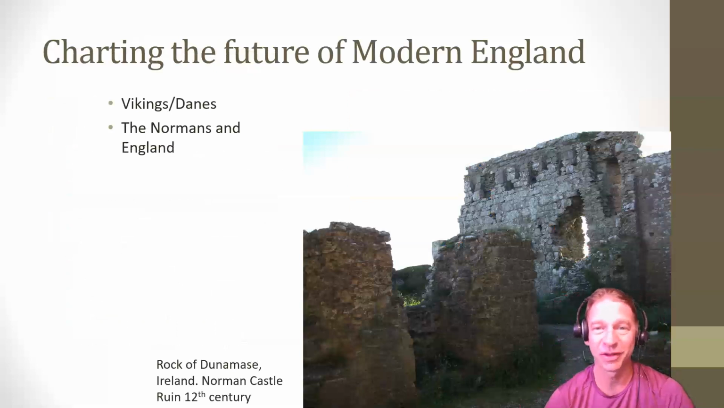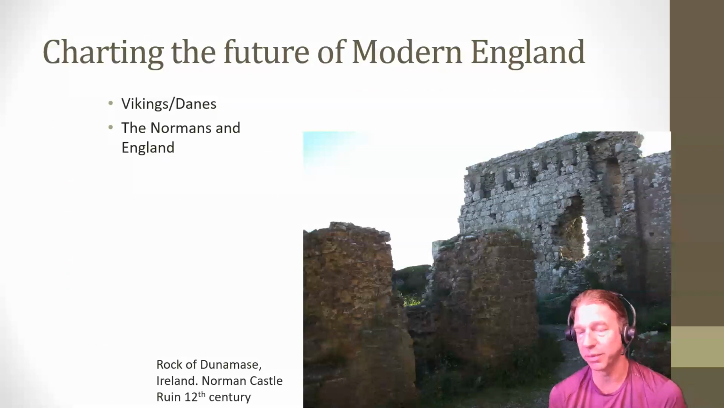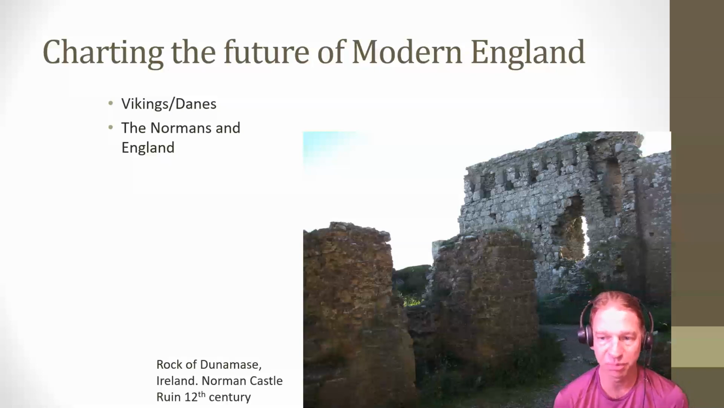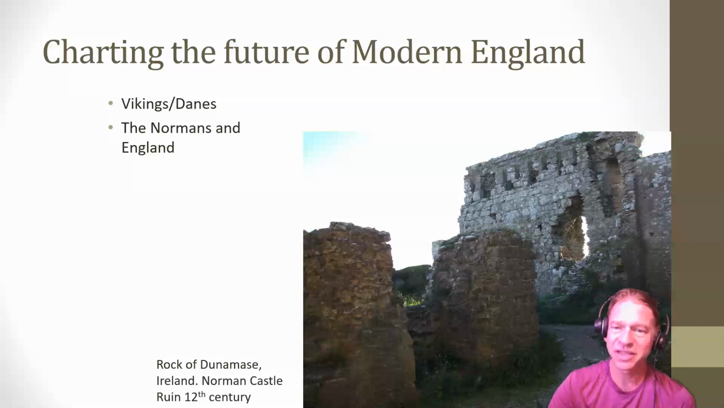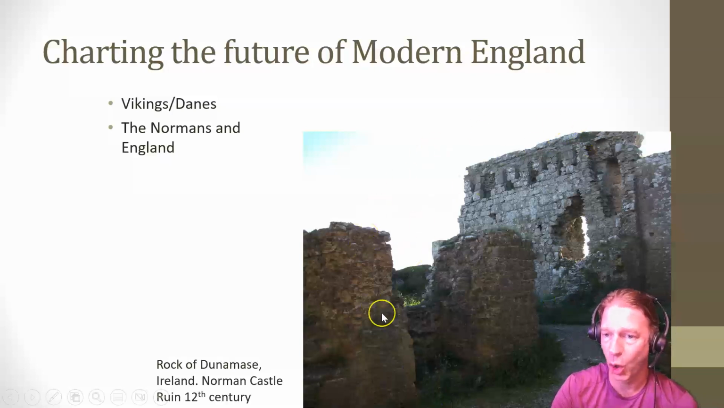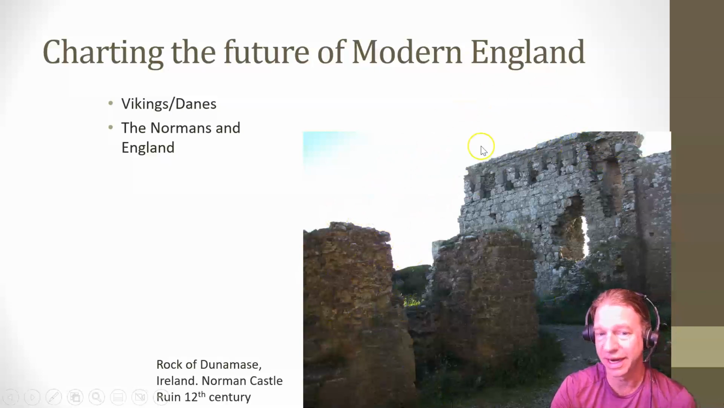So let's think about the charting of the future of modern Europe a little bit. So first of all, charting the future of modern England, one of the most important Western European players, one of the most important in the emergence of the modern world. This is a photo that I took of a Norman castle ruin in Ireland, the Rock of Dunamase in Ireland.